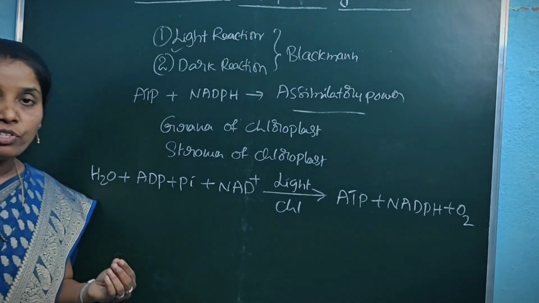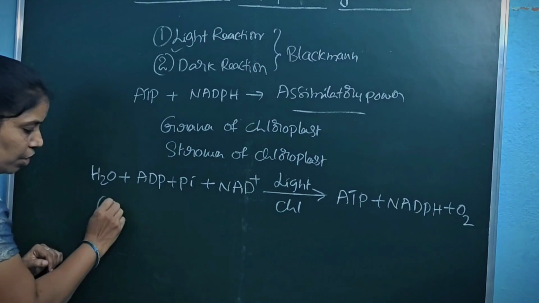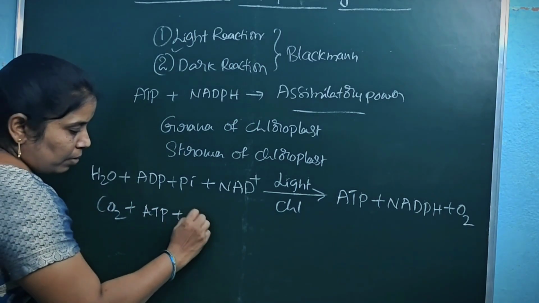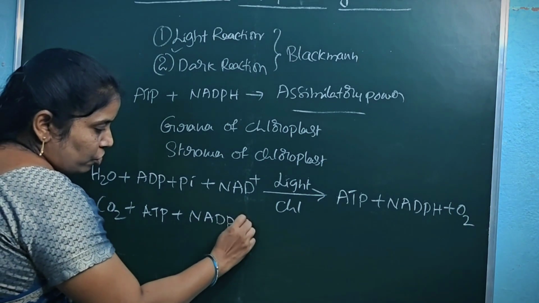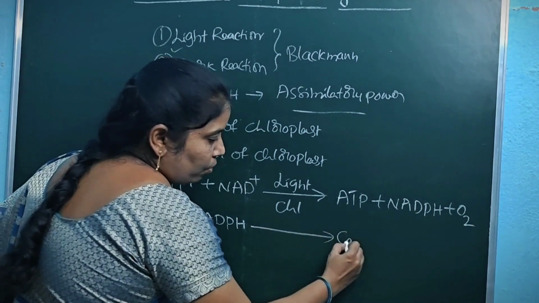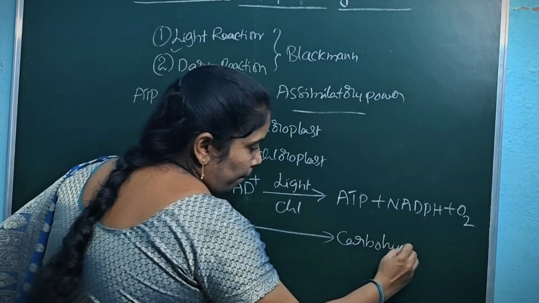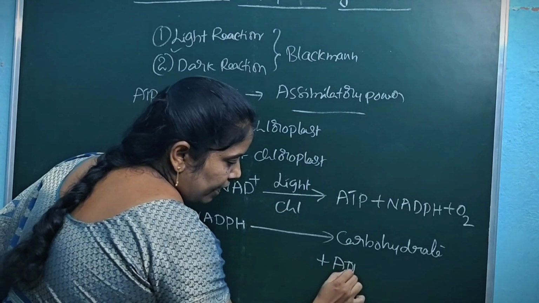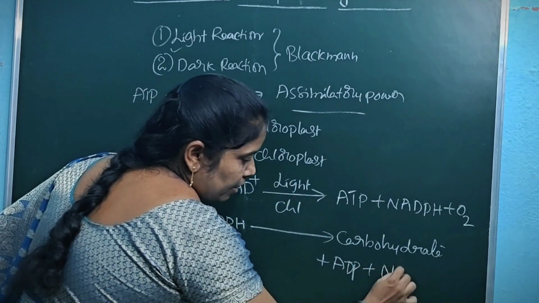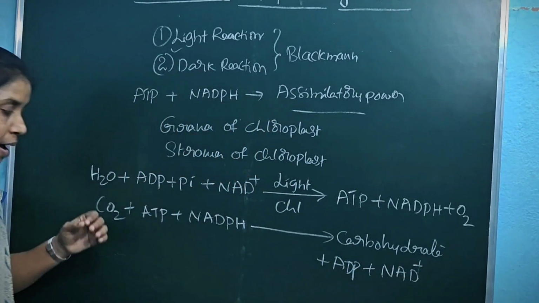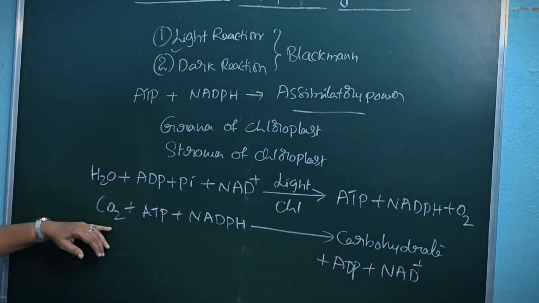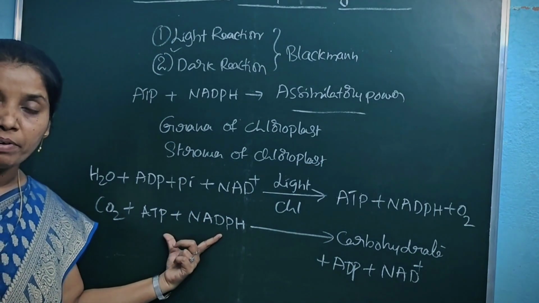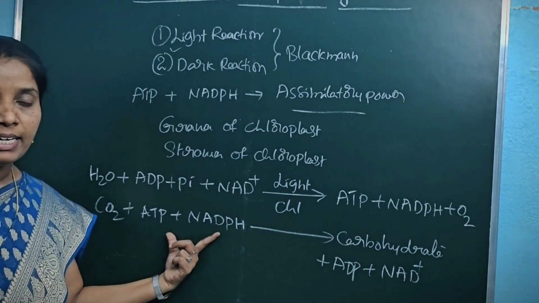Let's see the equation of dark reaction. CO2 plus ATP plus NADPH gives rise to carbohydrate plus ADP plus NADP+. So what happened in the dark reaction? CO2 is reduced to carbohydrate with the help of assimilatory power, nothing but ATP and NADPH.